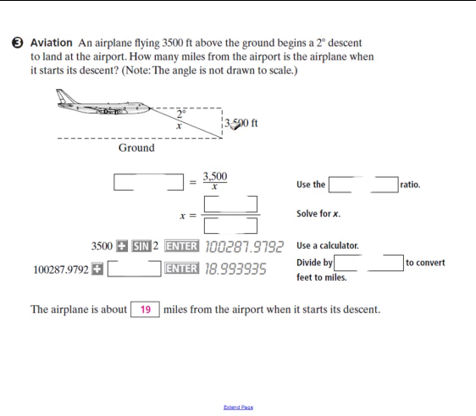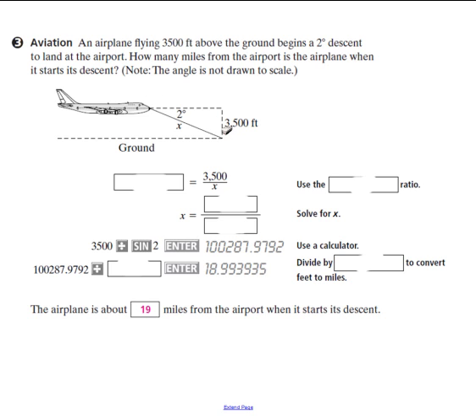So notice it says it's 3,500 feet high. Always draw a picture. It's just going to be much easier. 3,500 feet in the air. It starts a 2-degree descent, meaning angle of depression is going to be 2 degrees. And they note that it's not drawn to scale. I think we can pick up on the fact that that's not a 2-degree angle. And they're trying to find how many miles from the airport is the airplane when it starts its descent. So from here to the actual airport, we're trying to find this length x.